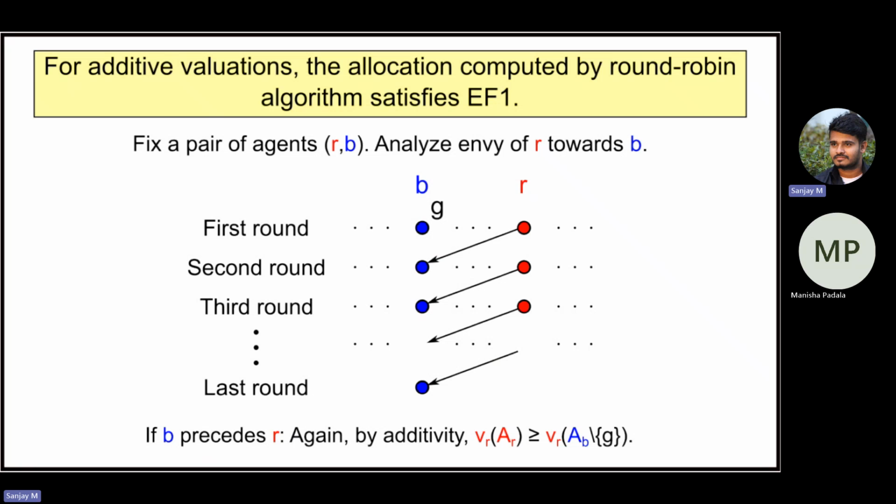Any questions about this argument? This is why it's EF1. It's envy-free up to the removal of this item here. All right. So round robin gives you EF1. Very simple, nice polytime algorithm. That's all good.